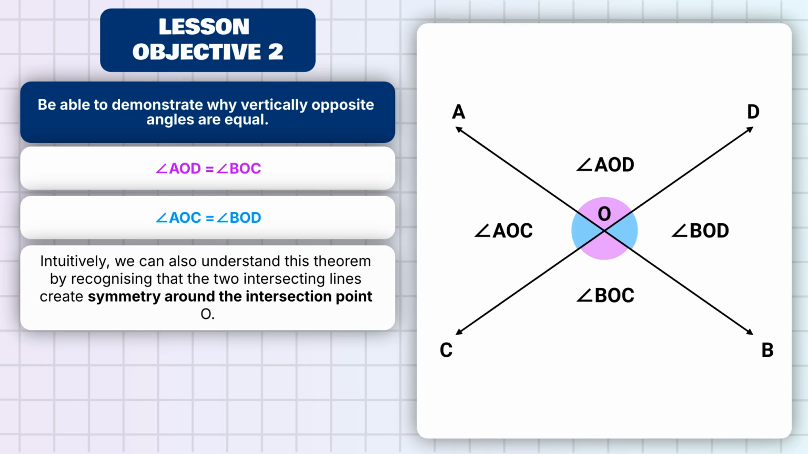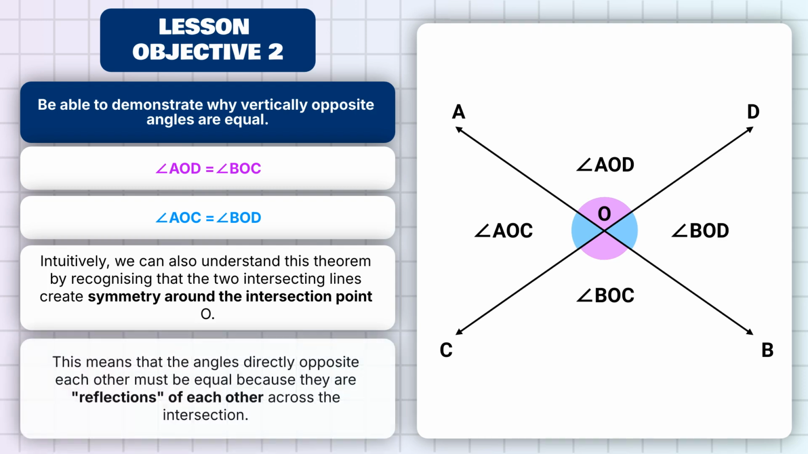Intuitively, we can also understand this theorem by recognizing that the two intersecting lines create symmetry around the intersection point O. This means that the angles directly opposite each other must be equal because they are reflections of each other across the intersection. So think of the two purple angles as being each other's reflections and therefore equal. And the same for the two blue angles. They are also each other's reflections.